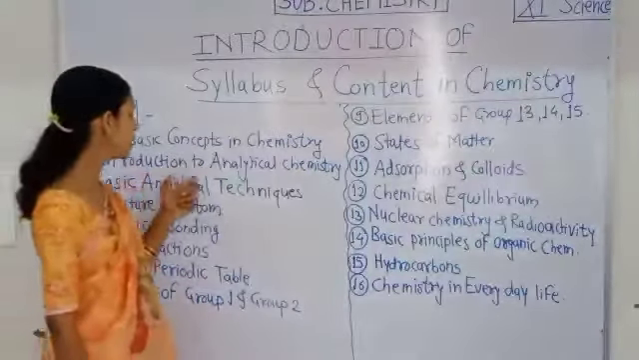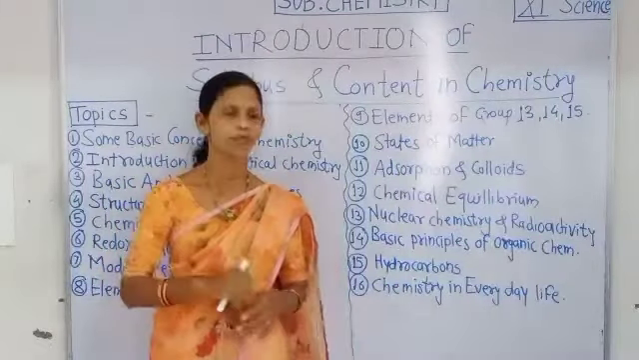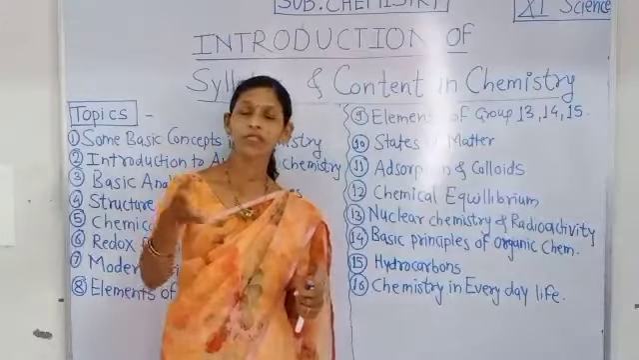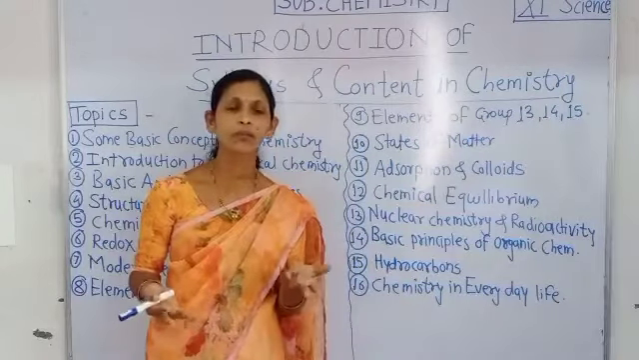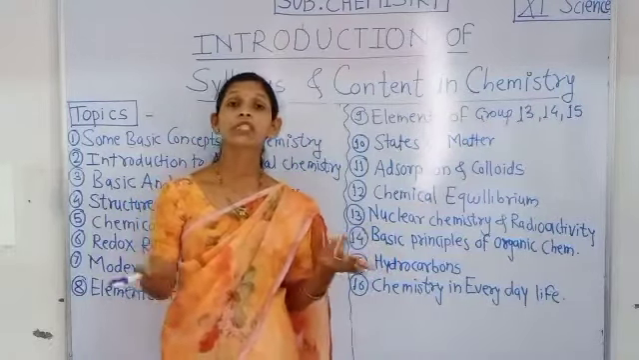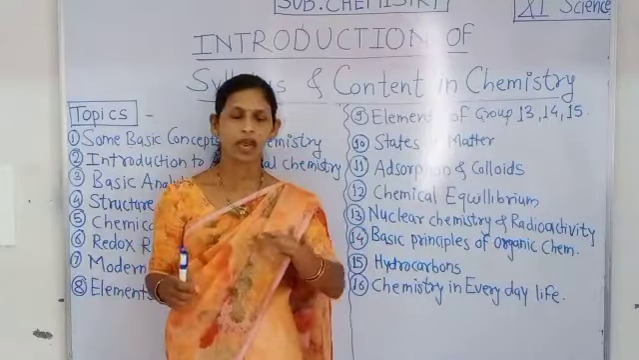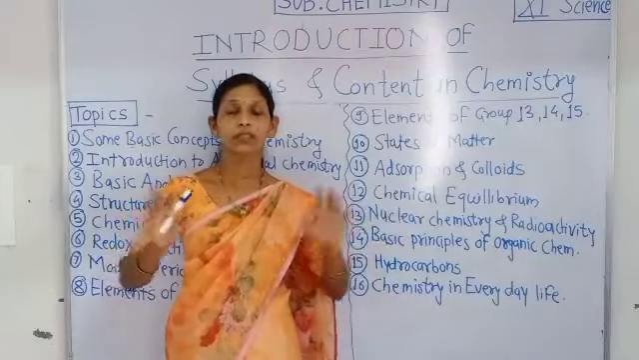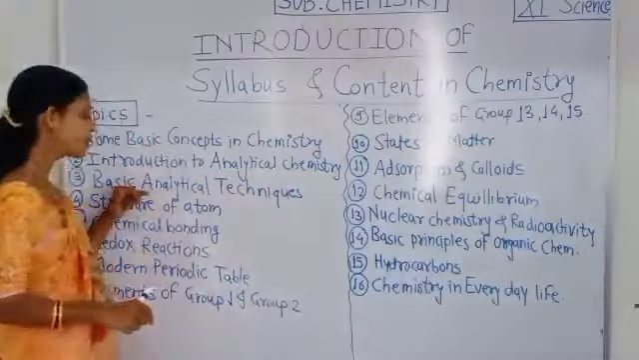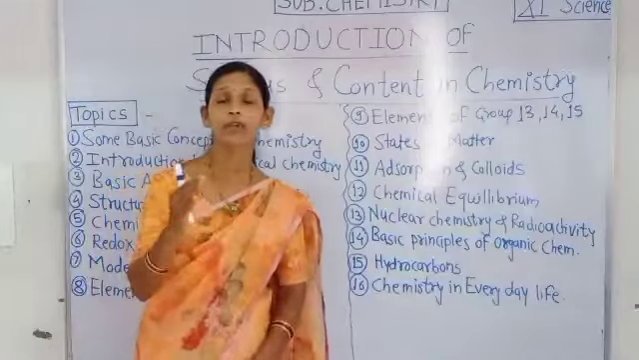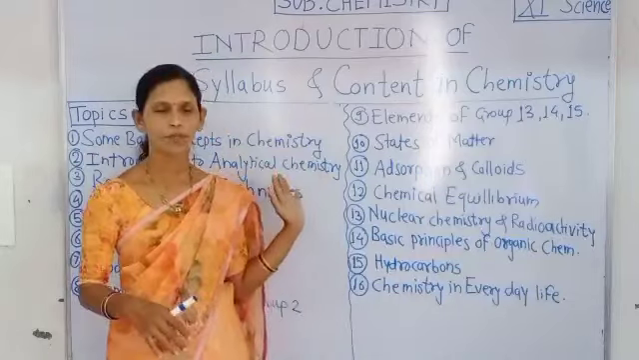Then here, basic analytical techniques in chapter number 3. There are a few techniques of purification of substances. See here, every substance which is obtained in nature is in impure form. For example, common salt, meat, which is obtained from seawater, is impure. Impure means impurities are there, and we have to remove those impurities. The methods of removing impurities are given in chapter number 3. That means methods of purification of substances are given in chapter number 3.